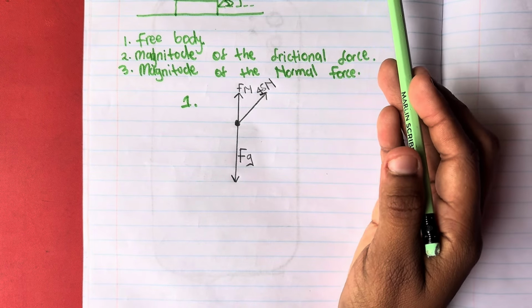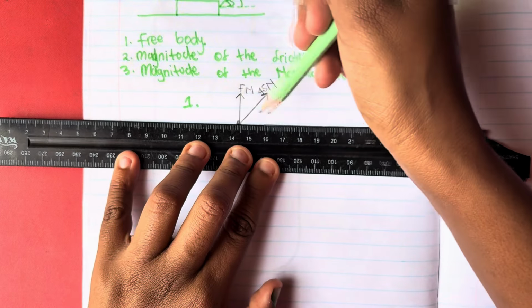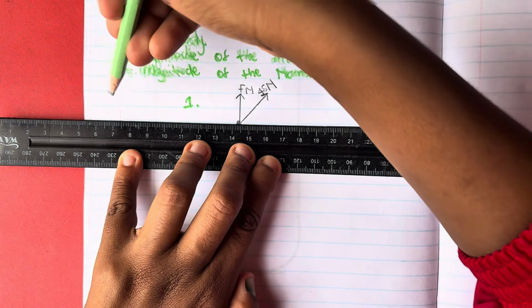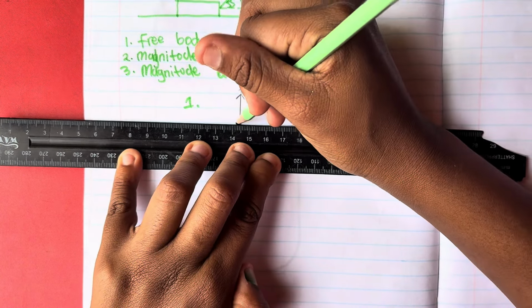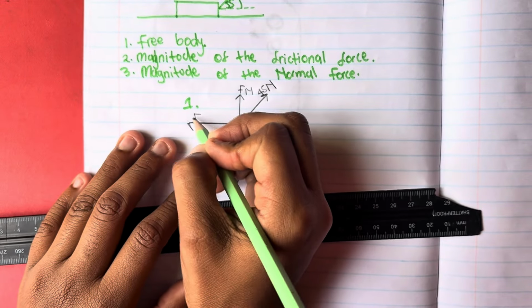Okay, and we also have frictional force, because remember they said it is on a rough surface. So we have frictional force acting in the opposite direction of the applied force, because if the applied force is this side, then the frictional force will be this side. So this is your Fk.